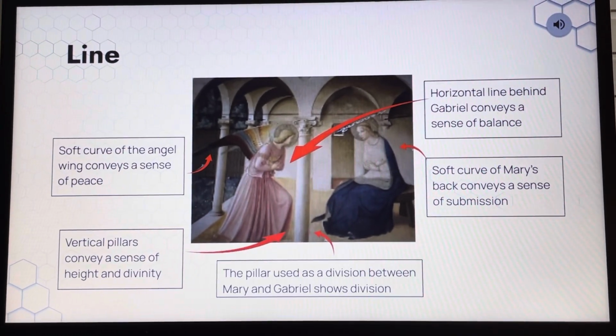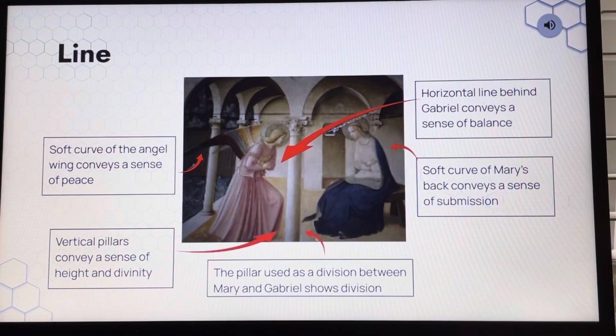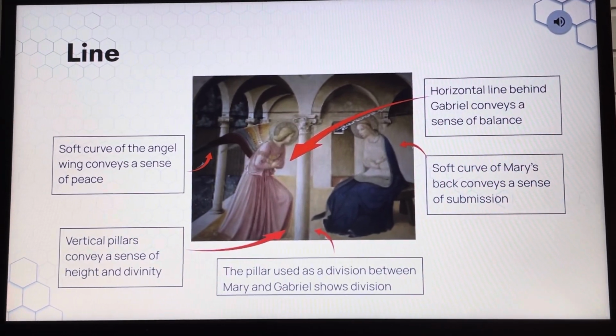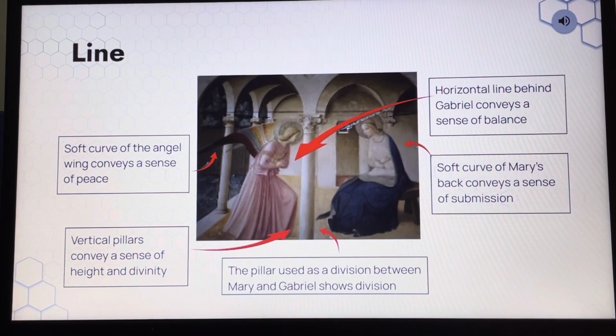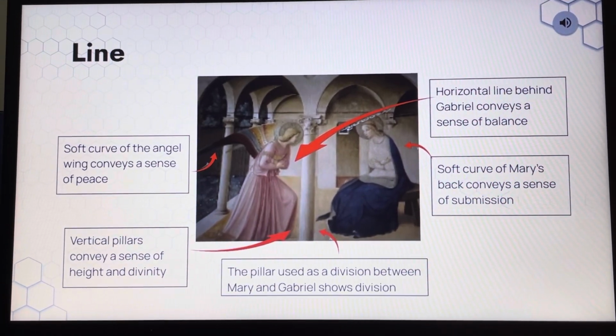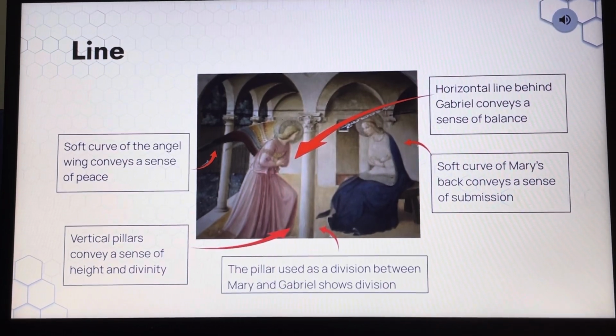The pillar, which is forming a line between Mary and Gabriel, illustrates a division. It illustrates that heaven and earth are divided from one another. The vertical pillars show height and stretch upwards in the direction of the heavens. The arch between the walls also forms a slight point which points upwards. This conveys a sense of a higher presence in the painting.